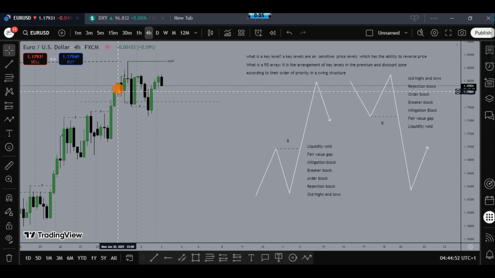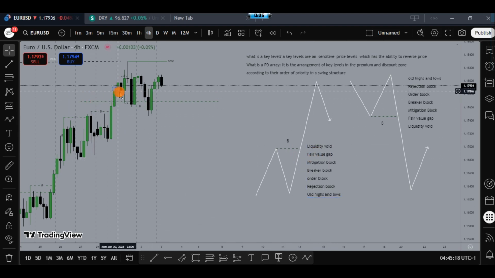This is a strong buying candle without a sell candle in it. That's what is called a liquidity void. Normally a liquidity void is not always a key level, but you have to consider it because price has to fill it up before it continues. Now we have a liquidity void which price has to fill up. The next thing I have to consider is fair value gap.